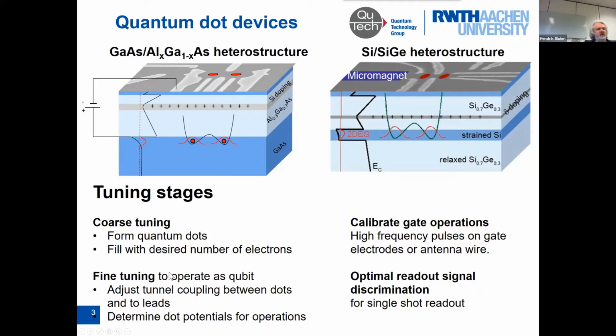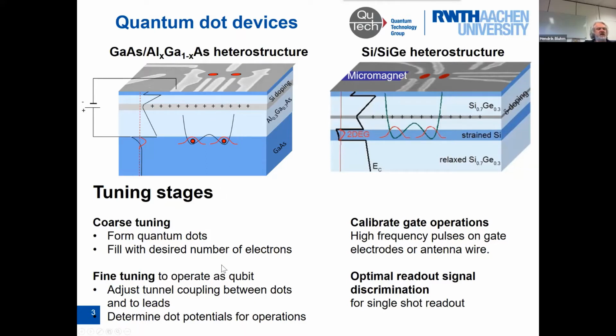one typically still wants to fine-tune that to make the qubit operation possible, which means that the tunnel coupling, say between different dots, also from a dot to the lead, is adjusted to the desired value to run the operations, couple the qubits, and also do initialization. Or furthermore, one wants to find the operating points, at what voltages, for example, an electron can be exchanged with the leads for initialization and readout.